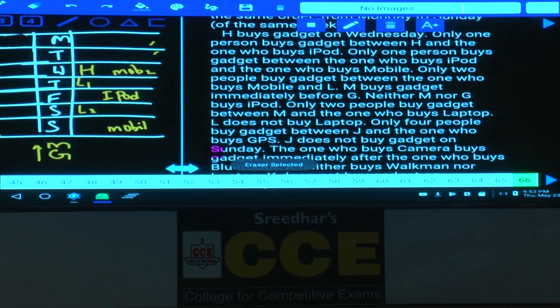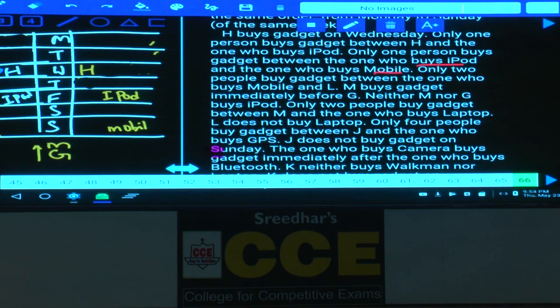Now mobile can be here, that is one possibility, isn't it? Then what is the other possibility we have? And H, iPod, H is here. If H is here, iPod will be here. If iPod is here, then what is the other information given? And mobile, the one who bought this mobile is on Wednesday, that is H. As you have two different possibilities in this one. Next, only one person buys a gadget between the one who buys iPod and the one who buys mobile.